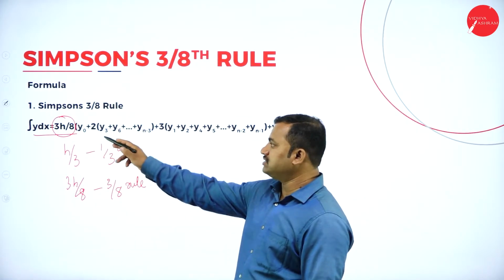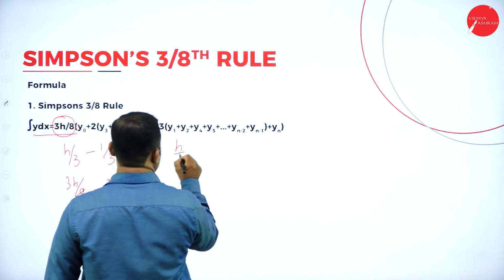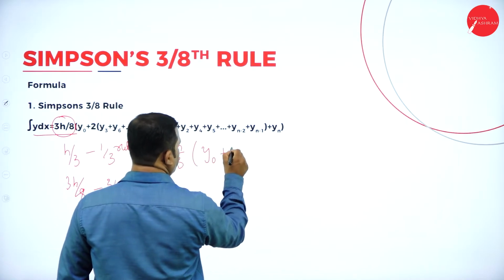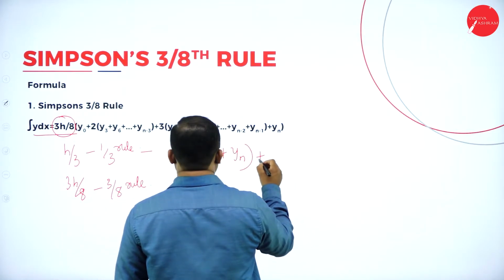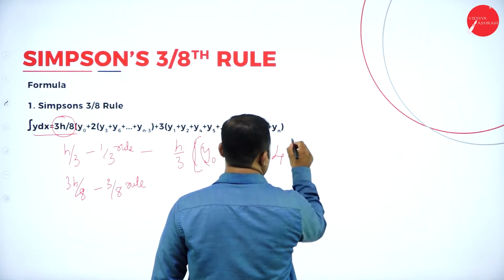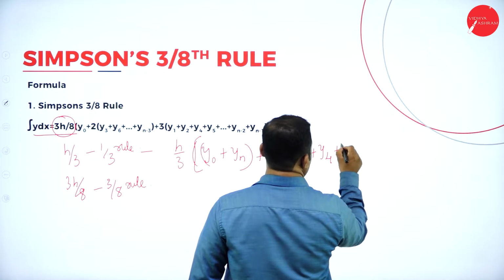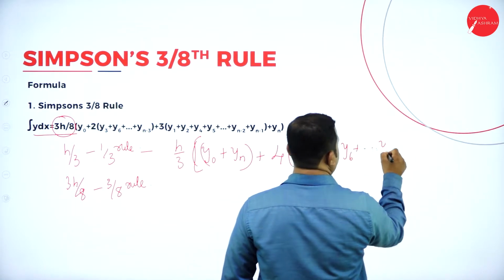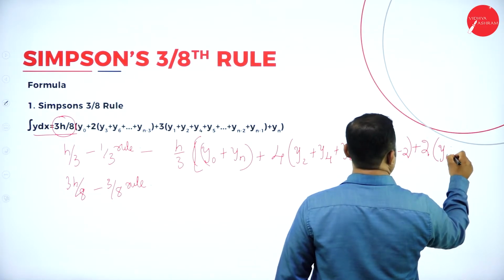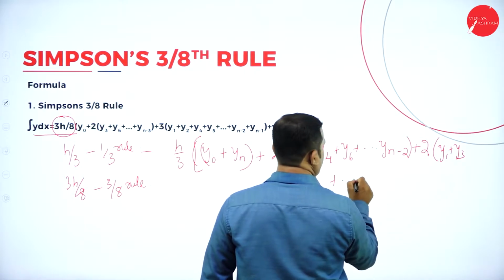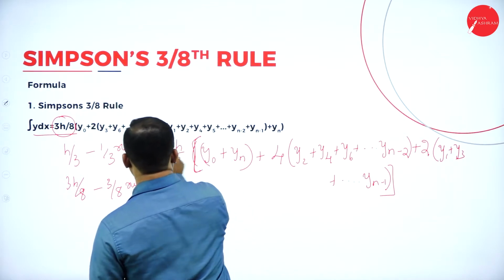The other difference between this and that is, in case of the 1/3 rule, we have h by 3 into y0 plus yn, followed by 4 times the even numbered values, that is y2 plus y4 plus y6 and so on up to yn minus 2, plus 2 times y1 plus y3 and so on up to yn minus 1 terms. These are considered here for the 1/3 rule.